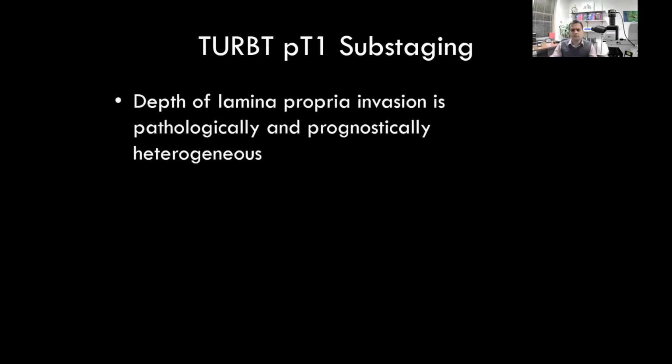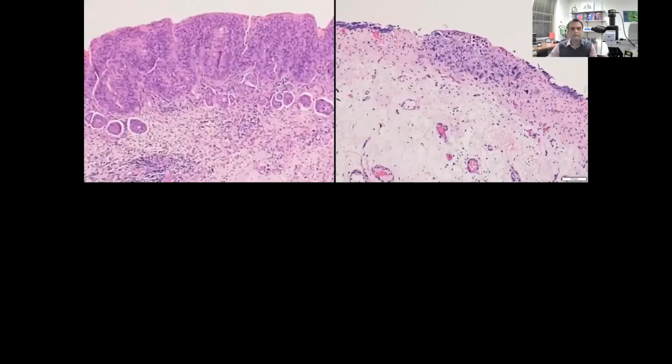All right, so let's move on to some staging updates. T1 staging is actually somewhat challenging. There are so many studies going on in this arena now, and we'll probably hear something soon in the next edition of the WHO manual, which is coming out later this year. So why is this important? We all know that the depth of lamina propria invasion is both pathologically as well as prognostically heterogeneous. What do I mean by that? Here are a couple of examples.